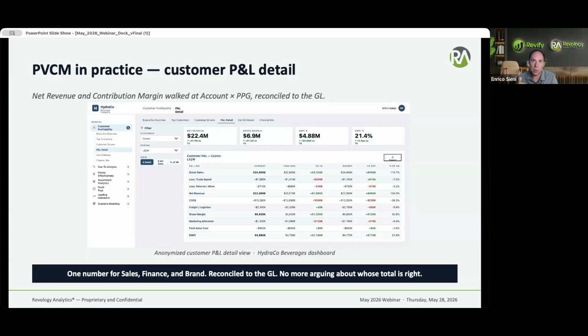And you can see your gross sales, your trade spends, returns, walk down to net revenue, cost of goods, freight, marketing, and so on. The bottom line is one number for sales, finance, brand, reconciled to the general ledger so that nobody is arguing about whose total is right anymore.